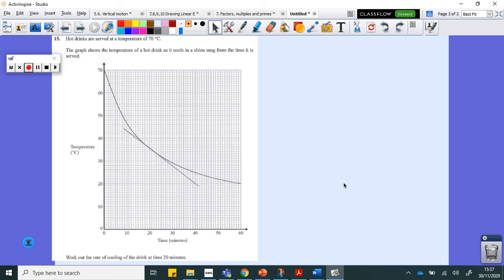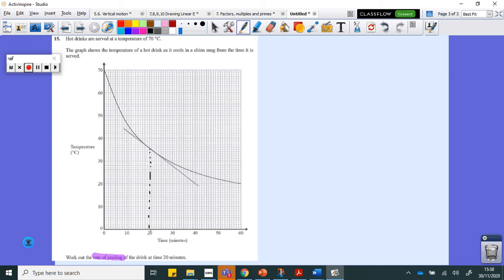It's asked for my rate of cooling. So I know that the rate of cooling is the gradient. The gradient gives me the rate, so it's the rate that the temperature is dropping as the minutes pass. If you think about what gradient means, gradient is rise over run. The temperature is the rise, the change in y, divided by the change in x, which is time. So for the rate of cooling at 20 minutes, I've drawn myself a tangent.